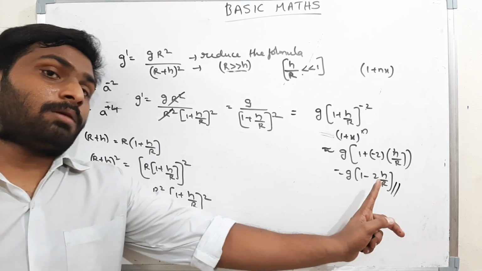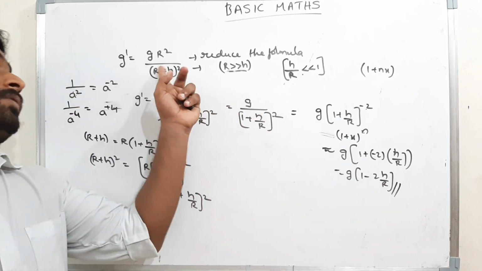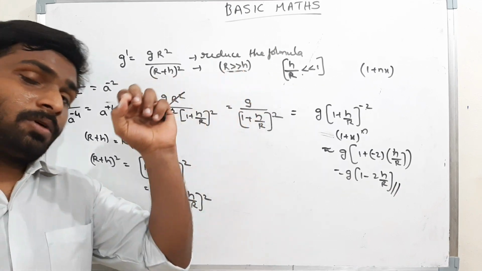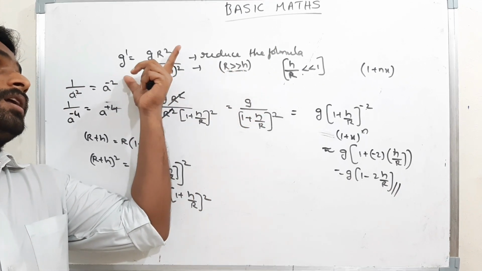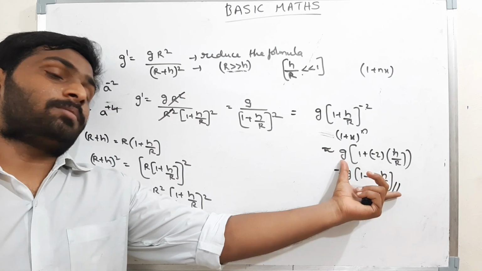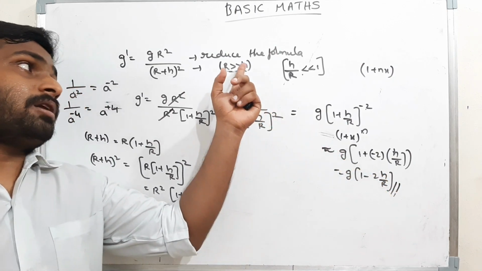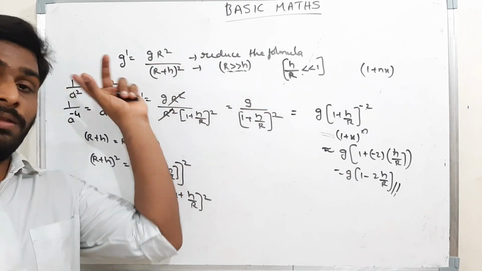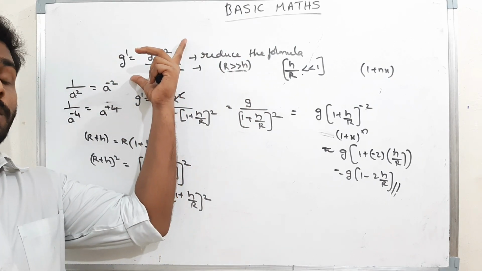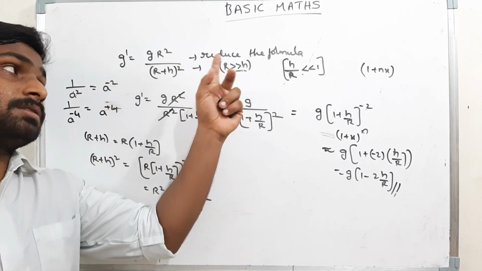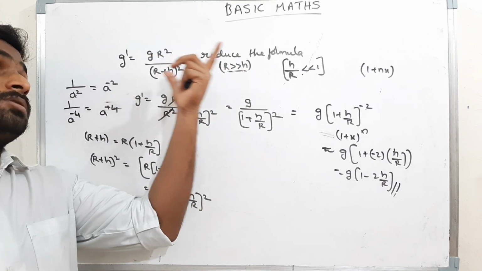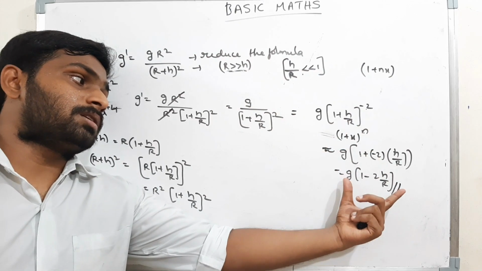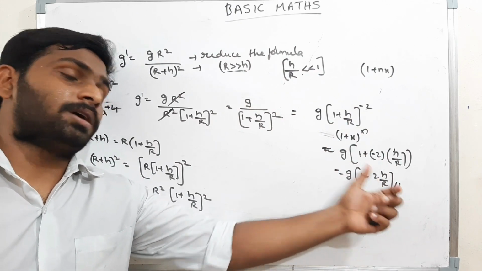This is a reduced formula for this formula. If this h value is very very small when compared to r, I can write this formula as this formula. If this h value is comparable with r, then I have to leave this formula as it is. I can't reduce this. But if this h value is very very less than r, then I can reduce by using binomial expansion, and then I can convert this formula as g into 1 minus 2 h by r.